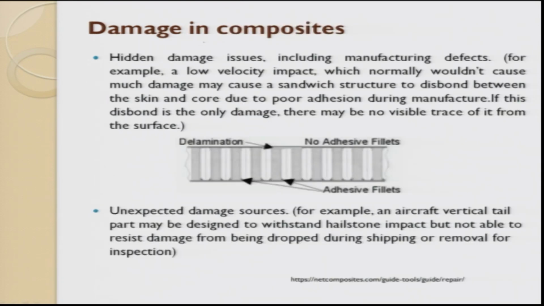When we talk about damage in composites, there are hidden damage issues, including the manufacturing defects which I was trying to tell. For example, a low velocity impact, which normally would not cause much damage, may cause a sandwich structure to disbond between the skin and the core due to the poor adhesion during manufacturing. This disbond becomes more common.